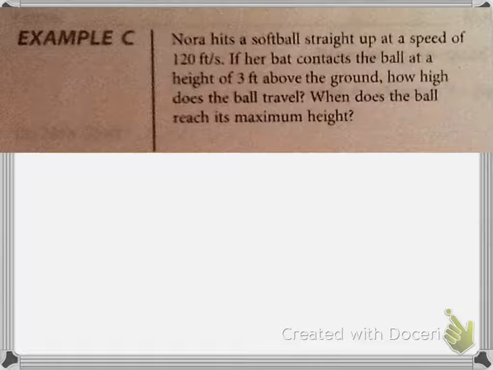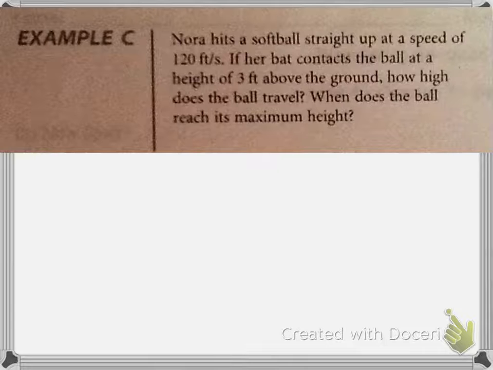So Nora hits a softball straight up at a speed of 120 feet per second. If her bat contacts the ball at a height of 3 feet above the ground, how high does the ball travel? How high does the ball travel? When does the ball reach its maximum height?